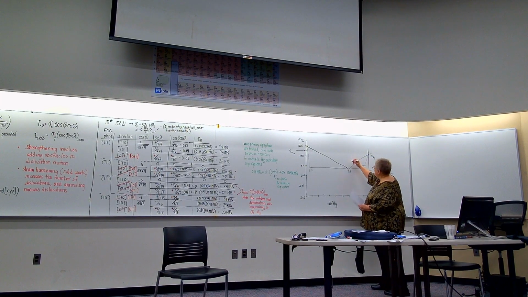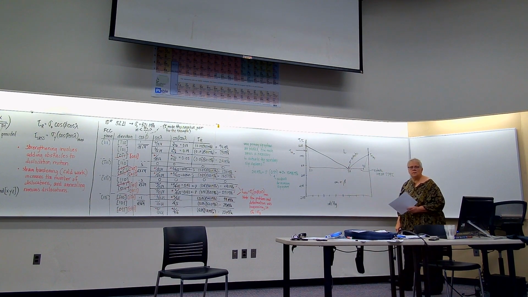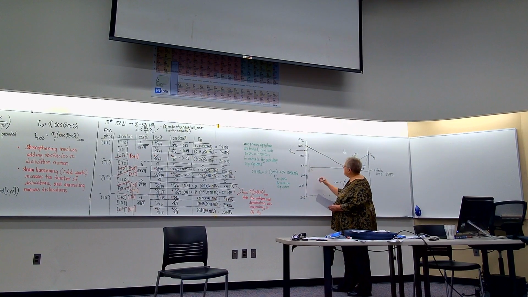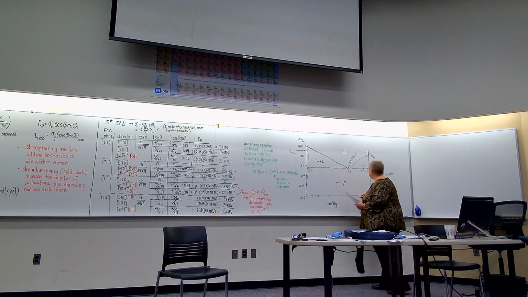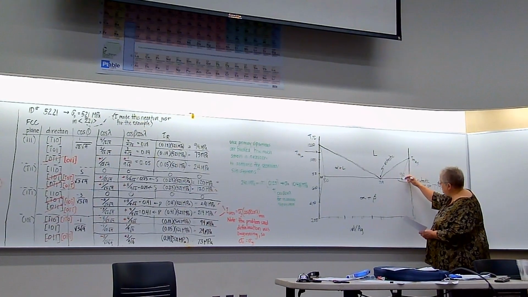So this is the eutectic point, where I could have liquid, alpha, and beta all together at the same time. This goes down to about 400. This is alpha. This goes down to this number, 400.